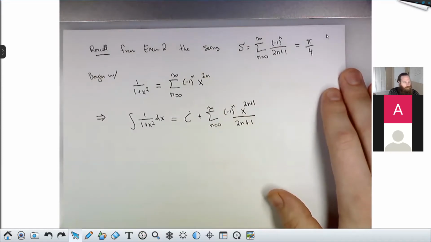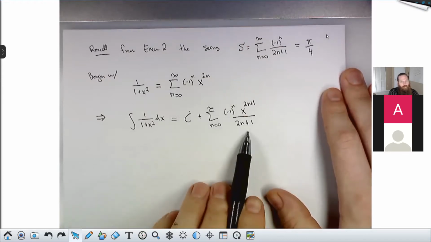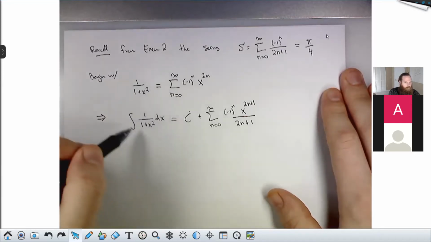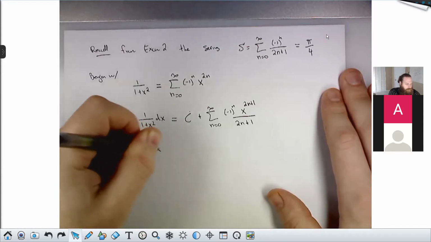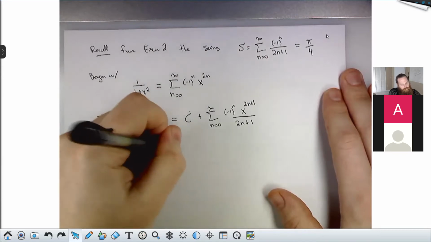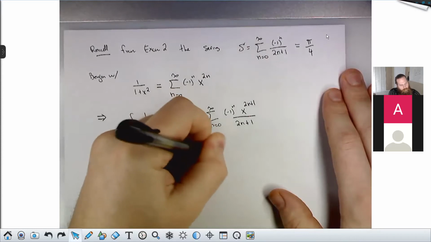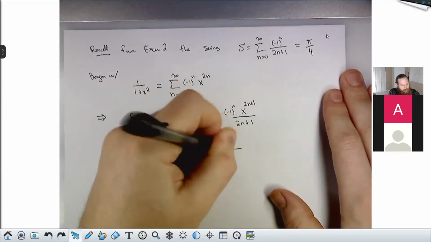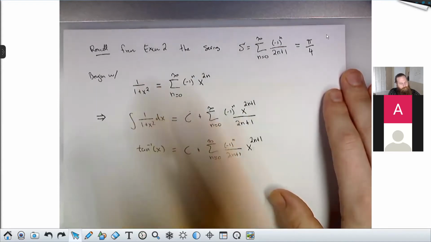Right? Same way you would integrate x to the 2n if it wasn't in a series. You add 1 to the power and then divide by the new power. On the left-hand side, the integral of 1 over 1 plus x squared is the inverse tangent of x. So the inverse tangent of x is equal to some constant plus the sum from 0 to infinity. I'll write it like this, -1 to the n over 2n plus 1 times x to the 2n plus 1.